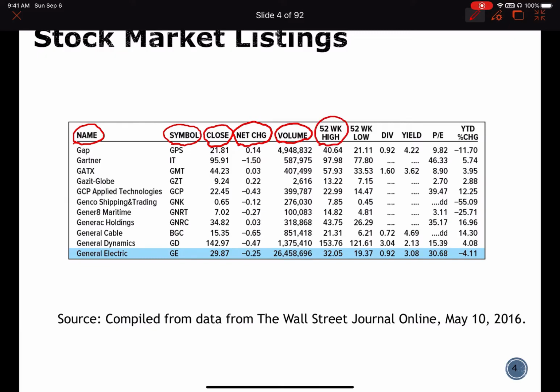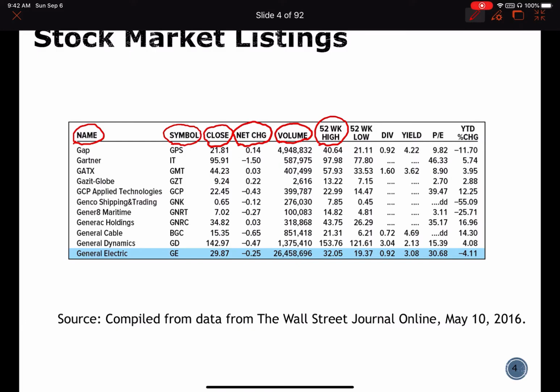Now, 52-week high. So this column basically tells you, if you look to the past 52 weeks, what is the highest price, right? So basically you can see that for the first firm GAP, for the past 52 weeks, the highest price of GAP was $40.64, right?